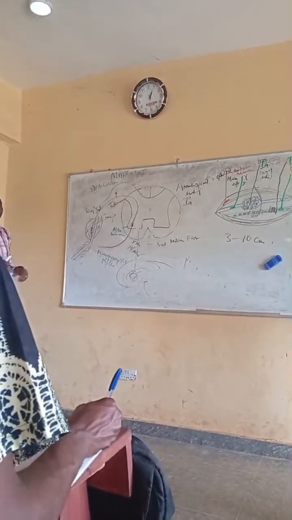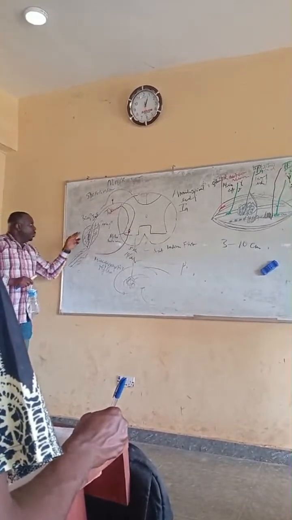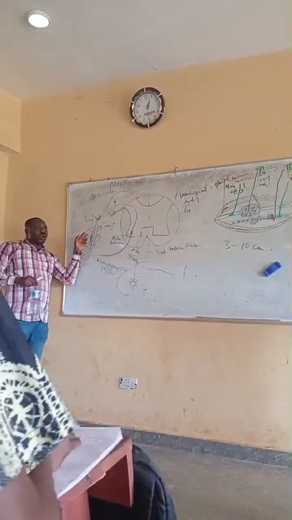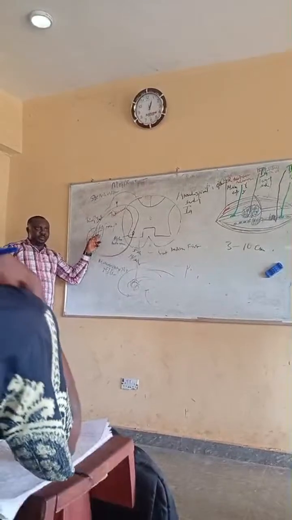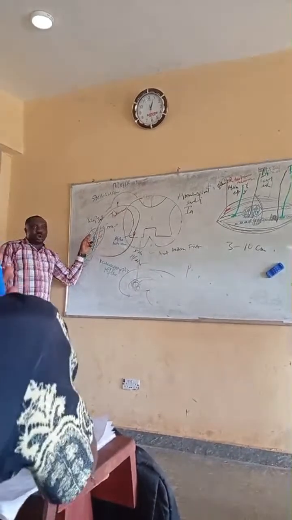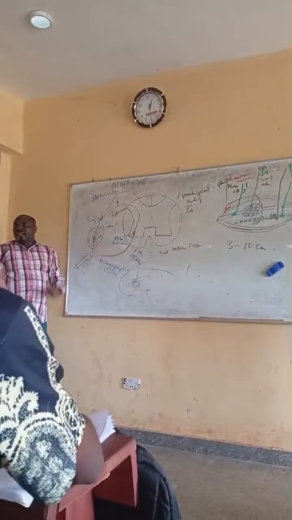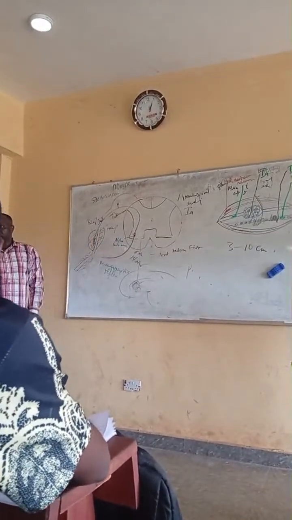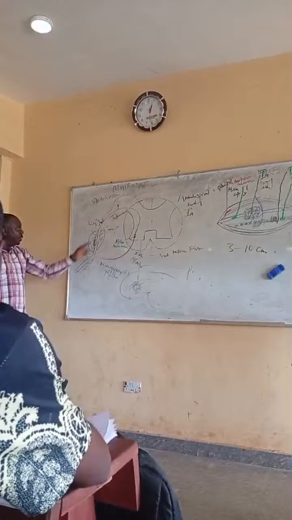Now, also you should know that we have two muscles here. If this one is contracting, one will be relaxing. Is it not so? If one is contracting, one will be what? Relaxing. So how is this one relaxing? How is this one relaxing?